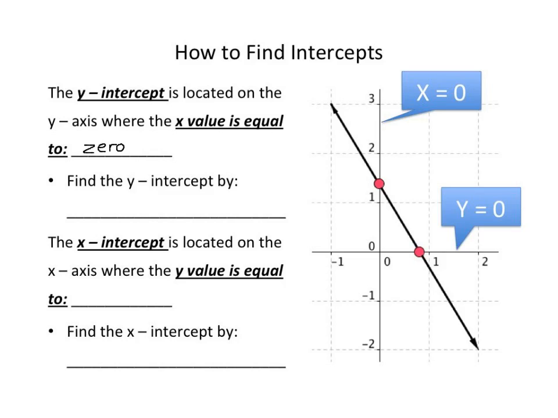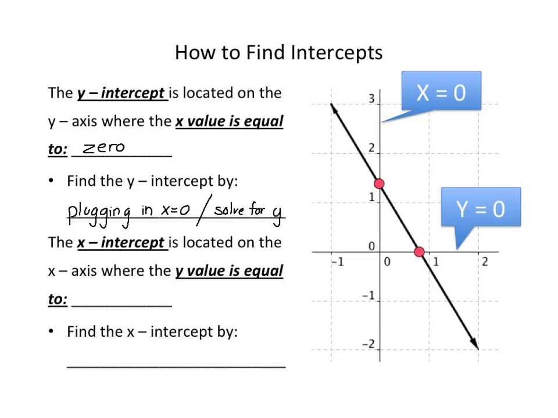So, how can we use this information to help us find the y-intercept? Well, if we know x is 0 no matter what, we can find the y-intercept by plugging in x equals 0, and then after we've plugged in x equals 0, all we have to do is solve for y. And that y is going to be our y-intercept.